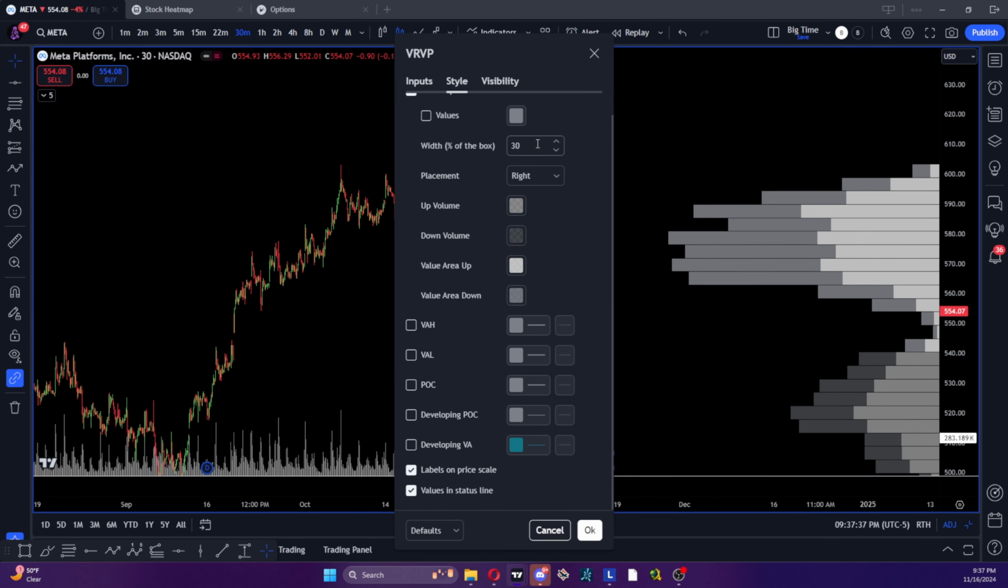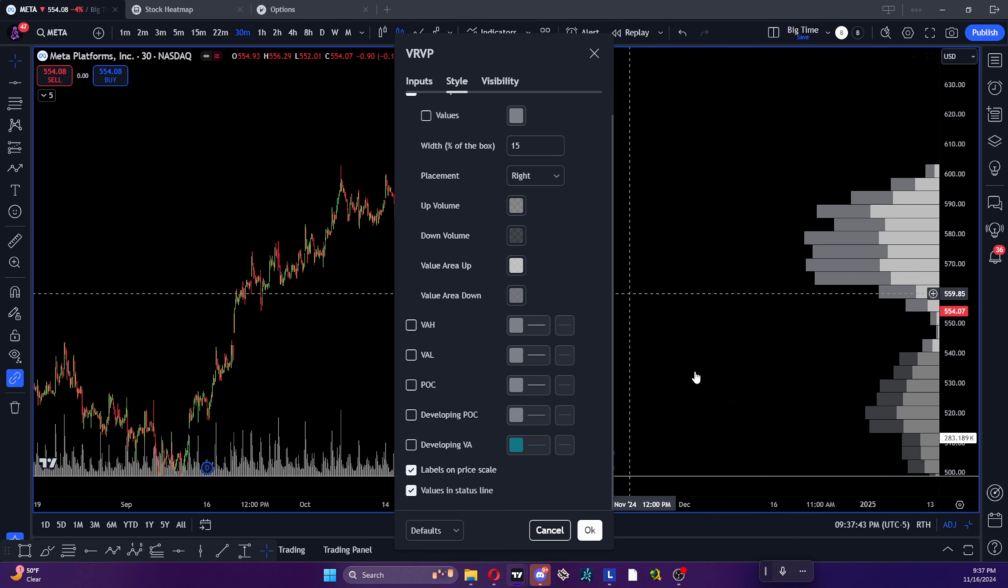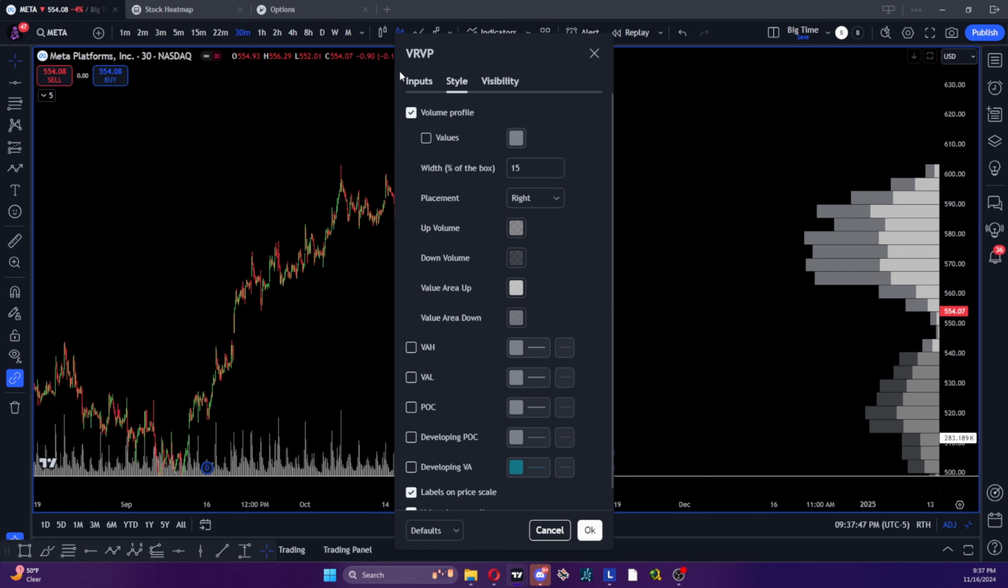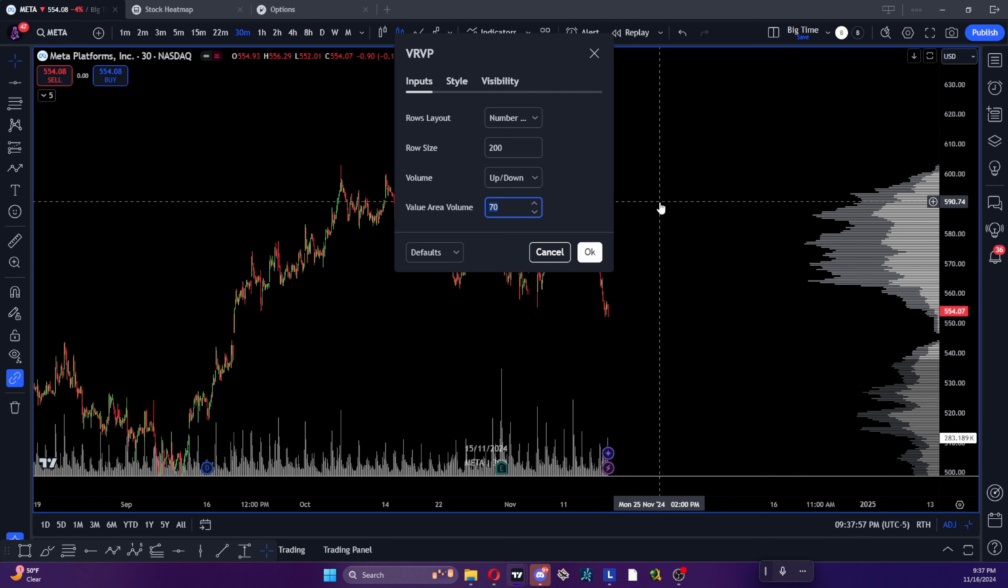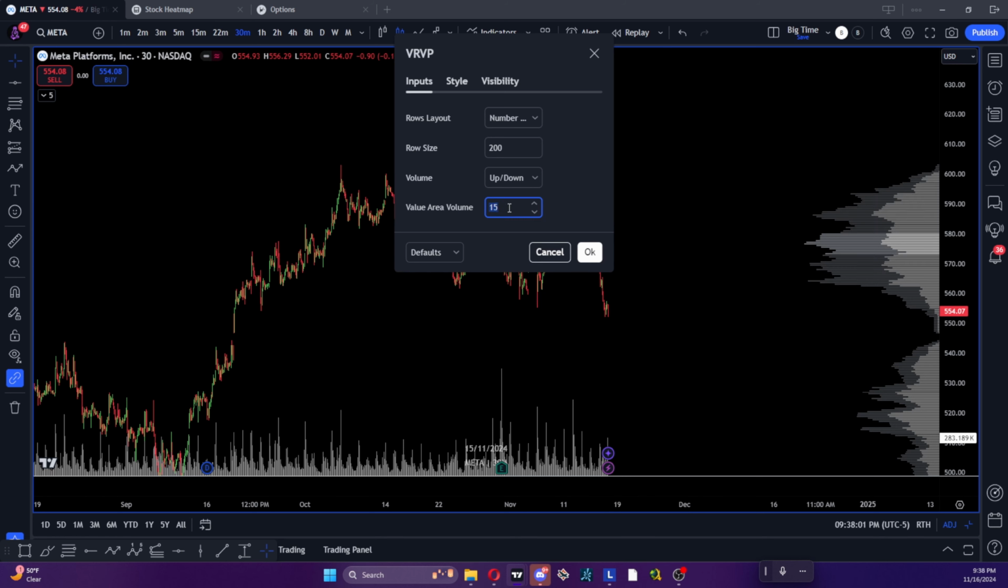The next thing I do is, I personally, you could see the VRVP is way too big, so I changed the width of the box down to 15, just so it could be scaled down. You could still see everything important that you need to see. And then for the inputs, the next important thing, the row size, I set it to usually 200 or 100, doesn't really matter. And then volume area, I usually put this higher, just so it has the entire.